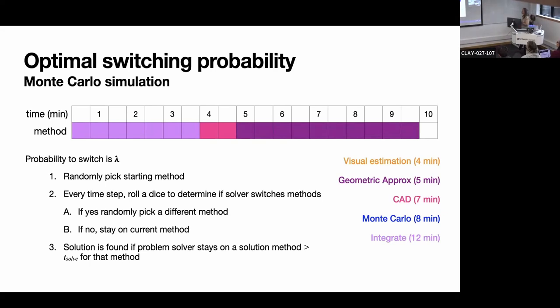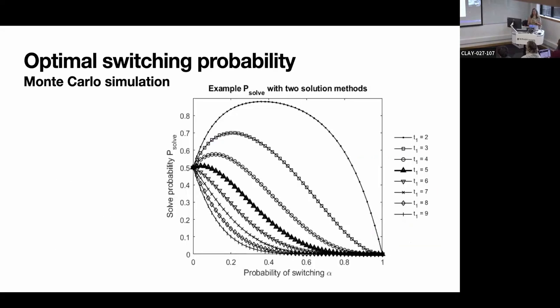A solution is found if the problem solver stays on one solution method long enough. For example, here I stayed on geometric approximation for 5 minutes. 5 minutes was enough, so check. I solved the problem in this particular instance. And then I just do this, it's a Monte Carlo. So I do this 1,000 times, and I just count how many times I solve the problem and how many times I do not solve the problem. That will give me a probability that I can solve the problem. So you do that, and you get something like this. This is just a particular example.